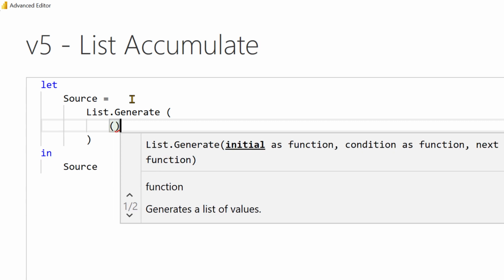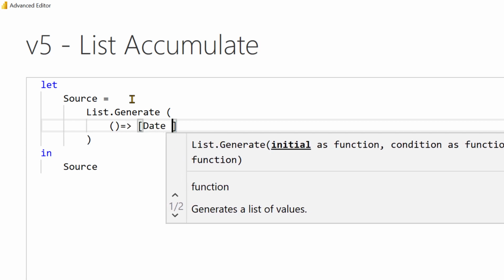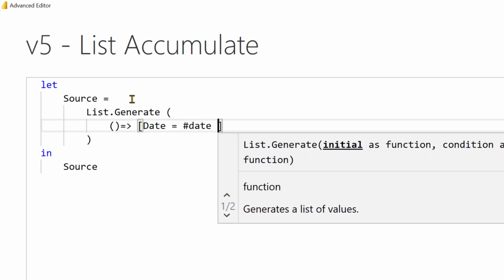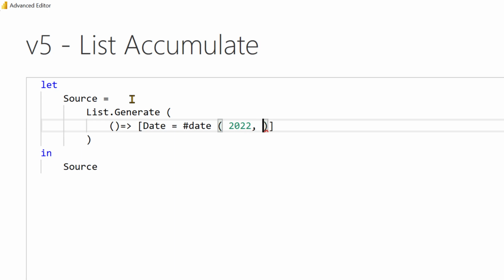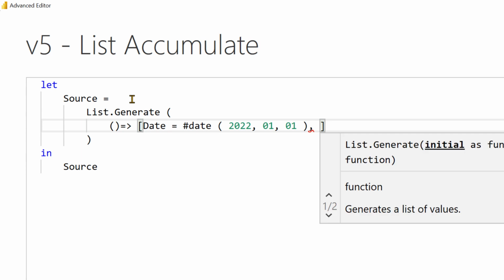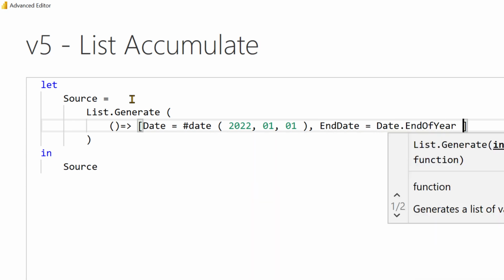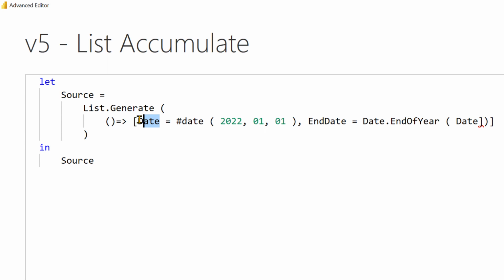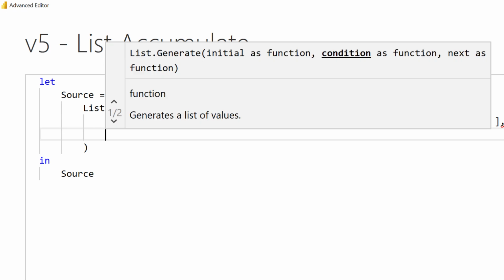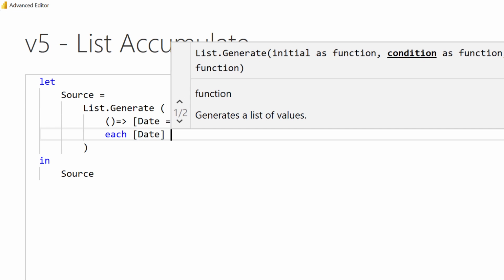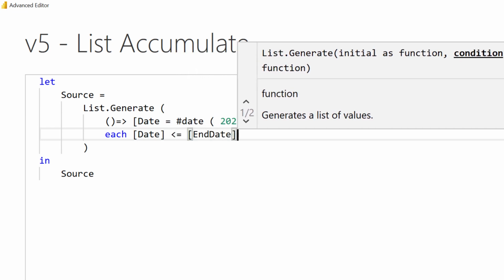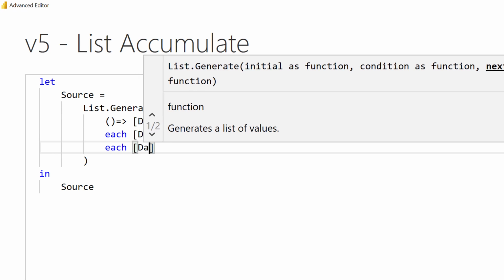So first of all, let's use the initial function, which is going to say that date is equal to #date, and that is again going to be the start of this year, 0101. Then we are going to create another field inside this particular record, which is going to be EndDate, and we are going to say Date.EndOfYear of the date field that we have already created here. So if I remove that square bracket, then in the next one where we have to specify the condition, we are going to say each date is less than or equal to the end date.